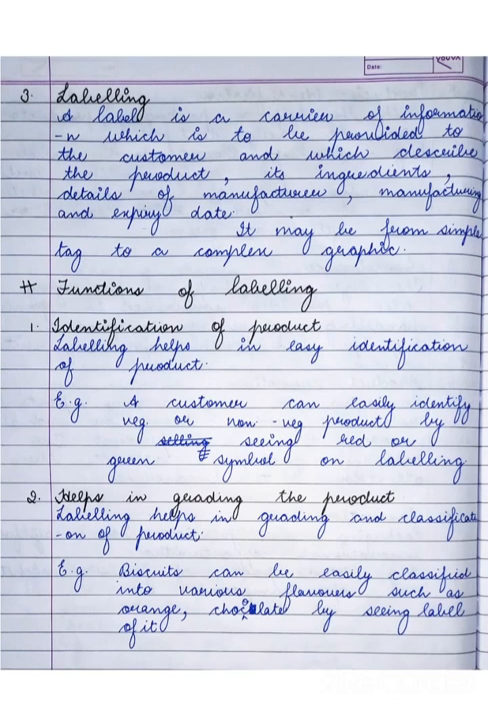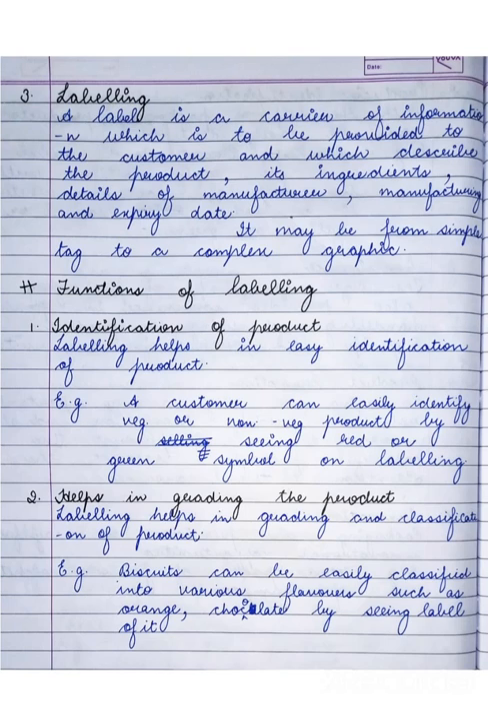Now, labeling is a carrier of information. It contains all the information displayed on the product, ranging from ingredients, directions for use, precautionary measures, manufacturing date, expiry date, statutory warning, to the manufacturer's detailed address. All these things are mentioned on the product. It may be from a simple tag to a complex graphic. As you can see, a simple tag of moong dal 500 grams is also a part of labeling, and the complex information written on a Lotte Choco Pie packet is also a part of labeling.